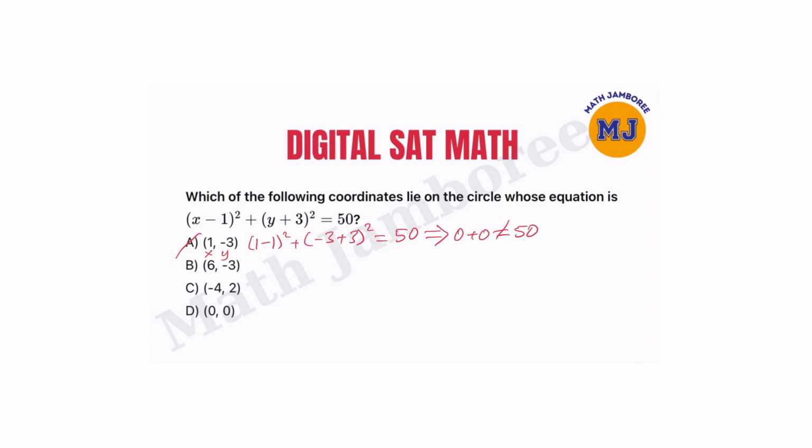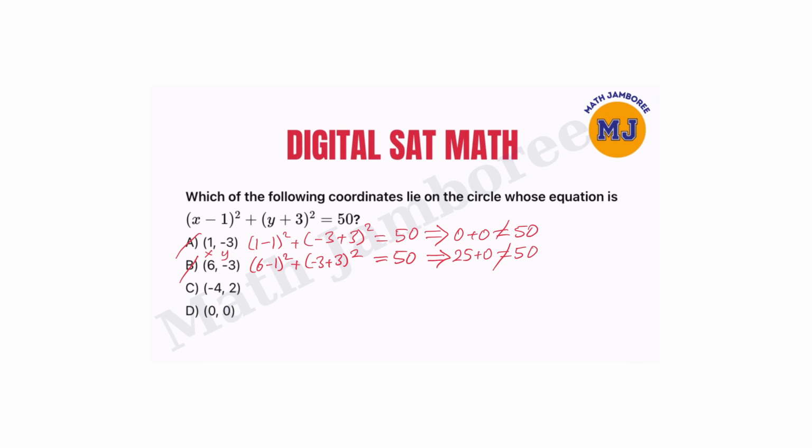Now let's look at choice B. We're going to substitute 6 for x. 6 minus 1 squared plus negative 3 plus 3 squared. Does this give you 50? Let's check. 6 minus 1 is 5. 5 squared is 25. Negative 3 plus 3 is 0 again. 0 squared is 0. And when I add 25 and 0, do I get 50? No. So we go ahead and eliminate choice B as well.